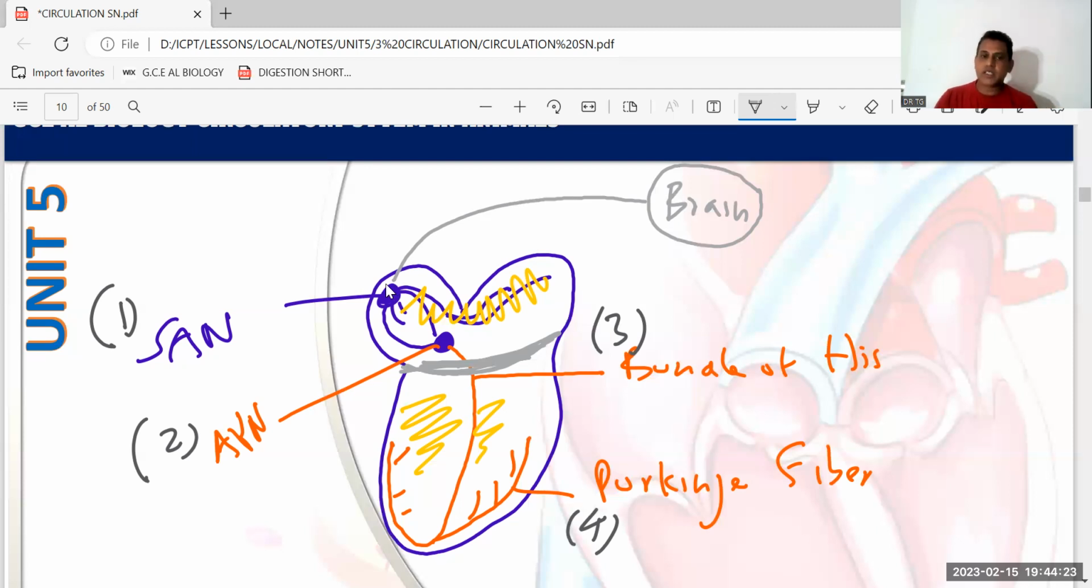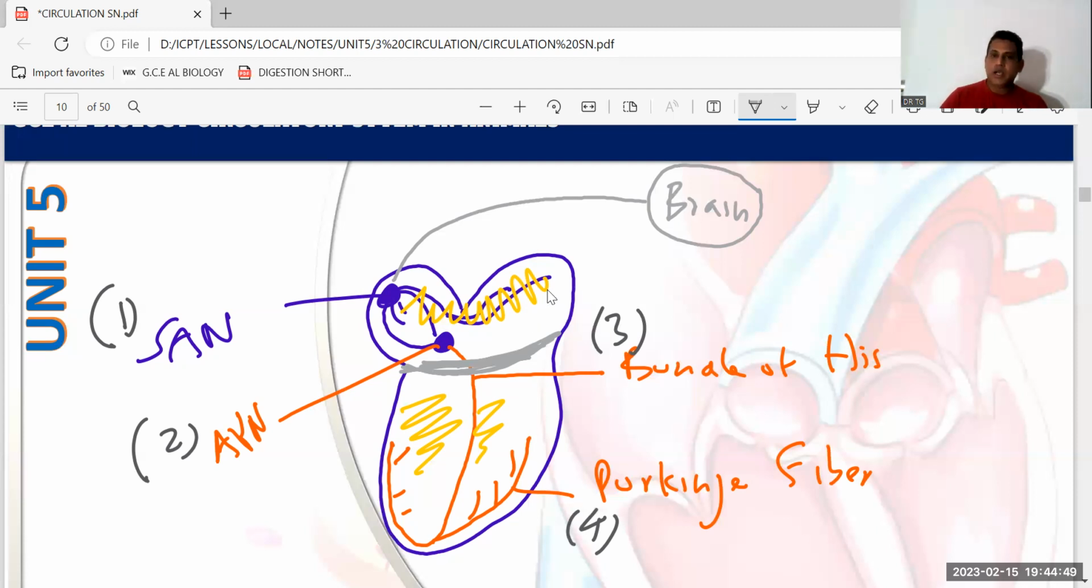So they have specialized muscle cells. These muscle cells can generate nerve impulses or electrical impulses, and these impulses go to the AV node, then go to the bundle of His and Purkinje fibers to the ventricles. First, it goes to the atrium, then it goes to the ventricles.